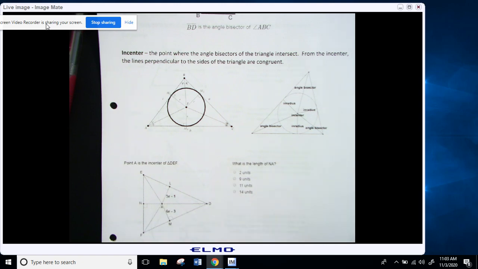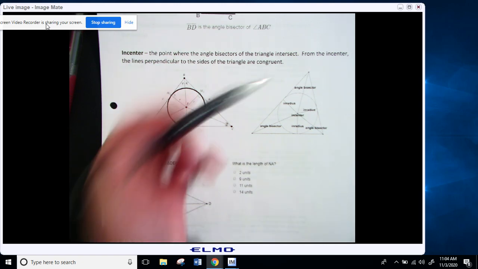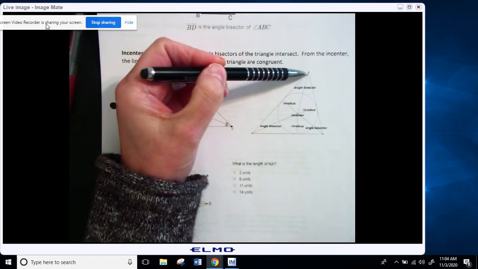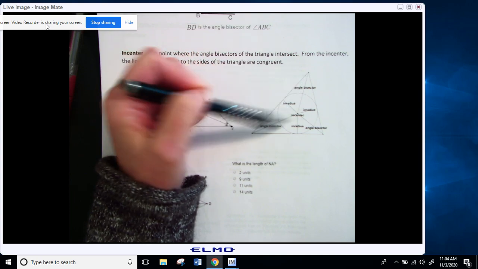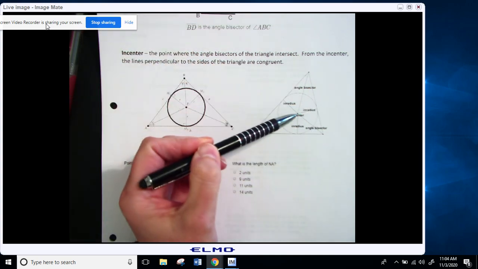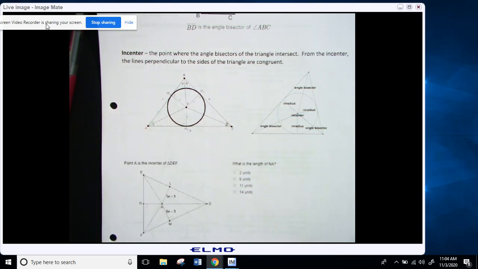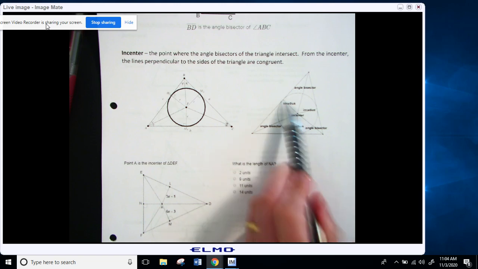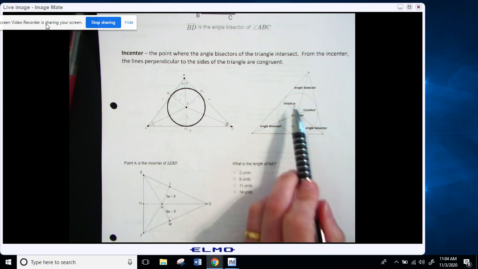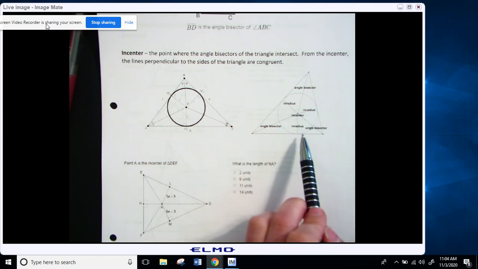Okay, so the words over on this side: you've got angle bisectors. All three angle bisectors are going to meet at what we call the incenter. And then from that incenter, if you go back to the sides of your triangle, all three of those are perpendicular, and they're called the inradius, but they are all going to be congruent.